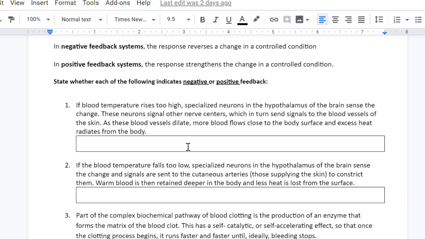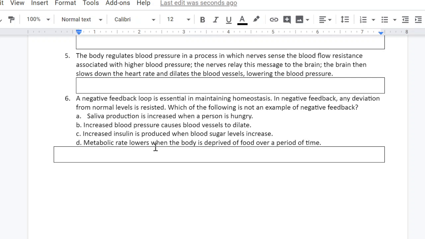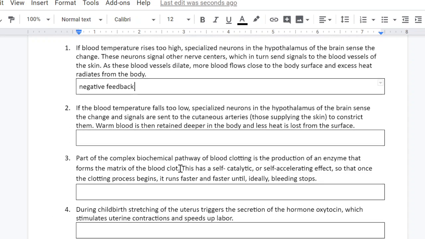And all you need to do is go ahead and click in here and tell me if it's negative or positive. So I'll give you this first one. We're decreasing the temperature of our body. So this is a negative feedback. You would usually type it as negative feedback. Okay, so that's all you need to write in all these. So you're going to go through all of these different scenarios. There's only 6 of them, 1 page. Well, 5 of them. And then in the last one, number 6, you're going to choose what it is. Okay, A, B, C, or D, and write that in the box.